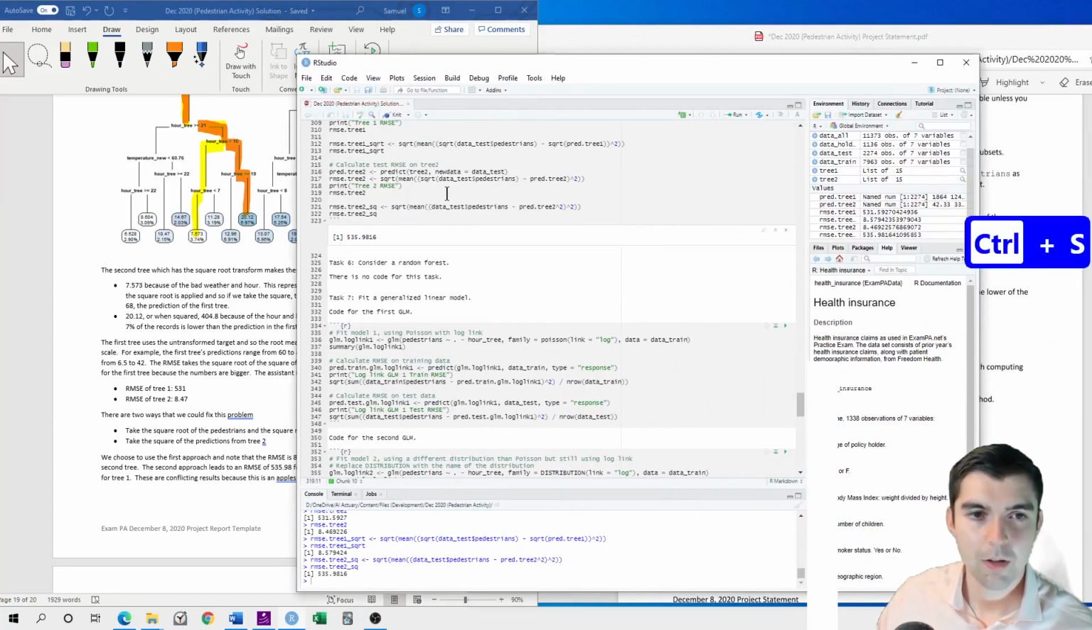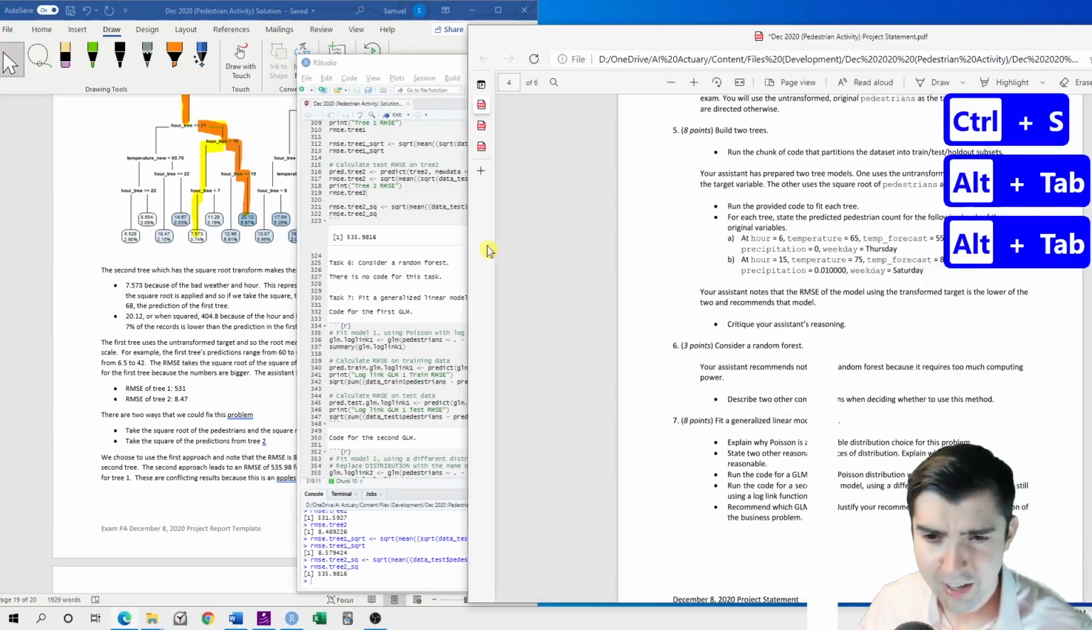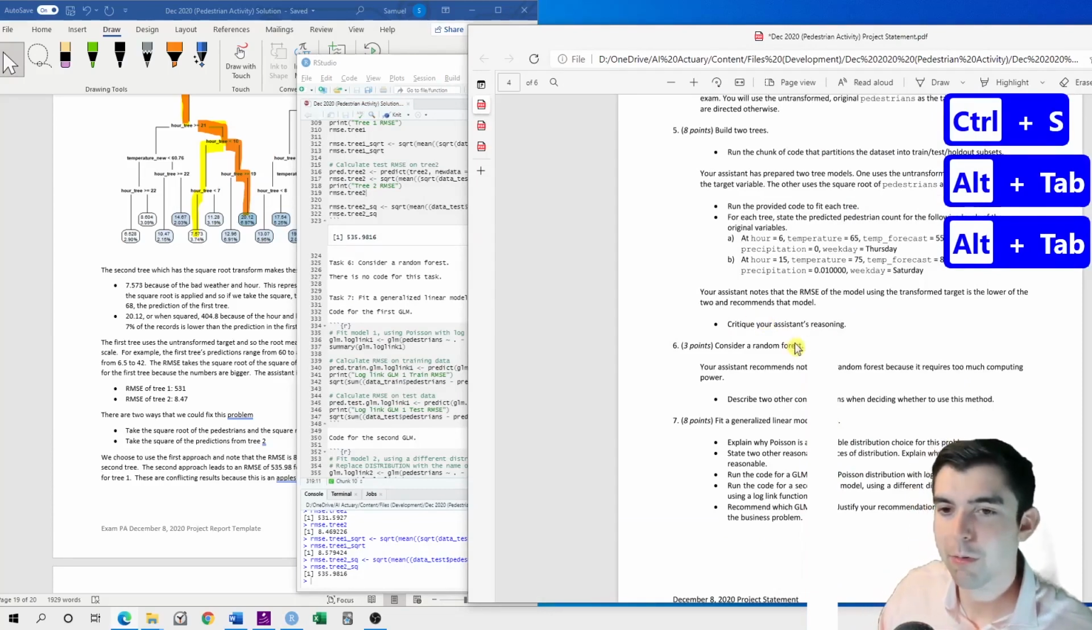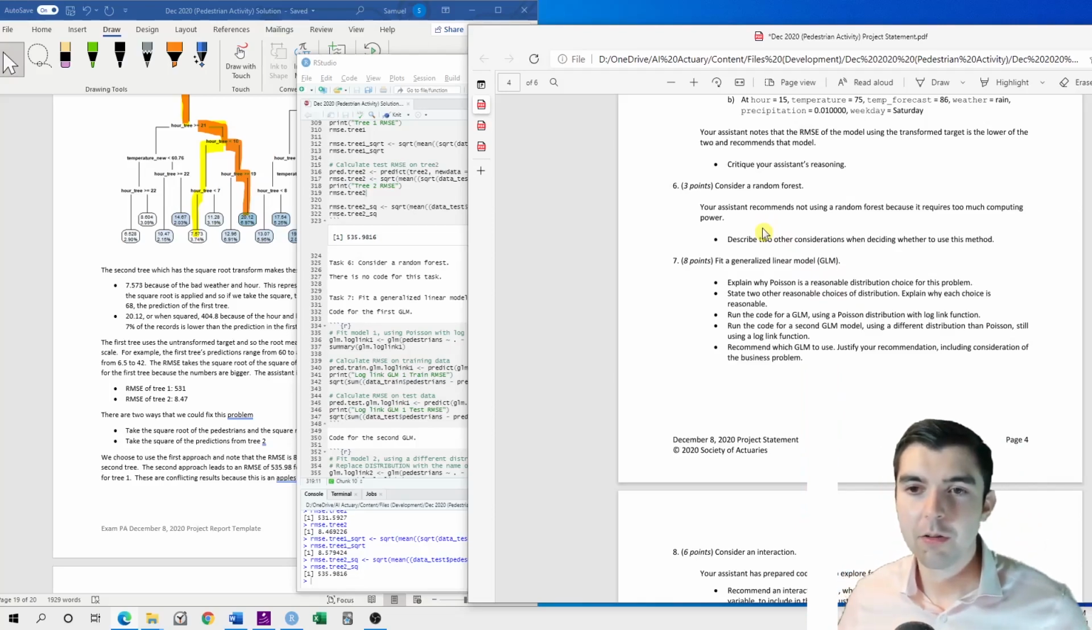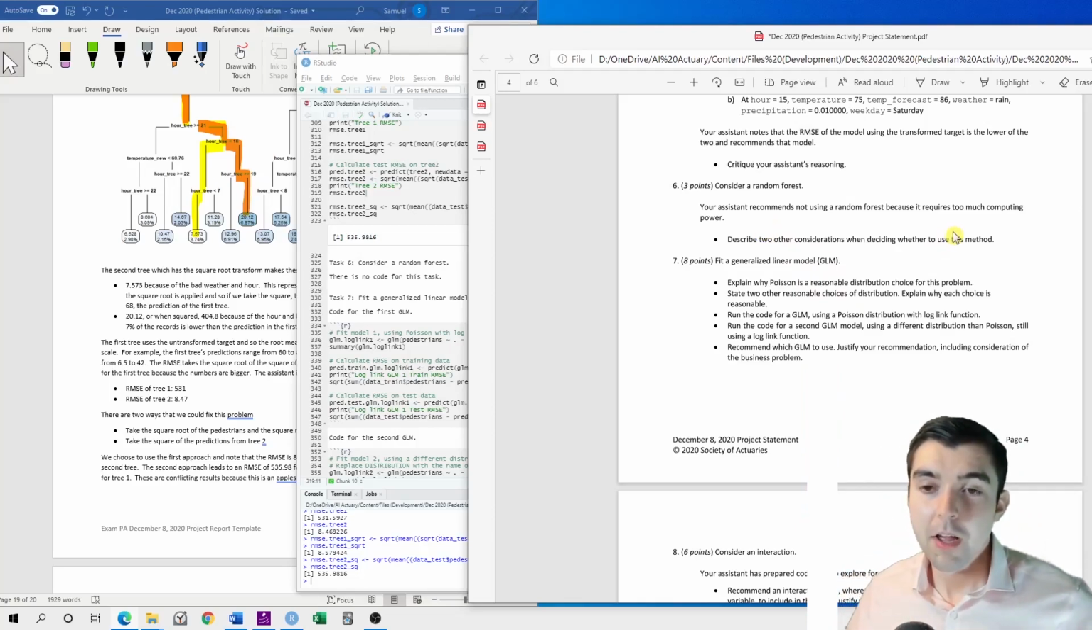Okay. What did the question actually say? It had just said critique the assistant's reasoning. It didn't say that you have to choose which tree is better. Task 6, consider a random forest. Your assistant recommends not using a random forest because it requires too much computing power. Describe 2 other considerations when dealing with whether to use this method.